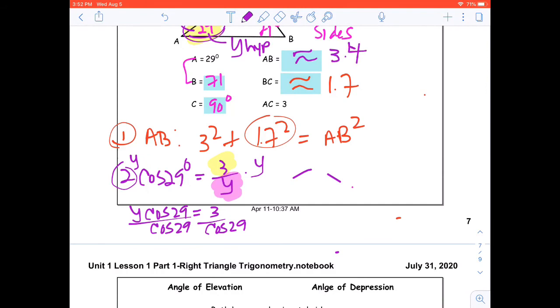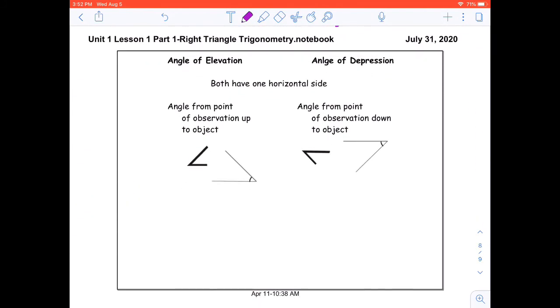All right, we're going to do one more application problem, and we'll call it a video. This particular application problem has to do with angles of elevation and angles of depression. And you know what? There is a big fat typo. That should be A-N-G-L-E, folks. Or angle of depression. I can't stress this enough. An angle of elevation or an angle of depression, they always contain a horizontal side.